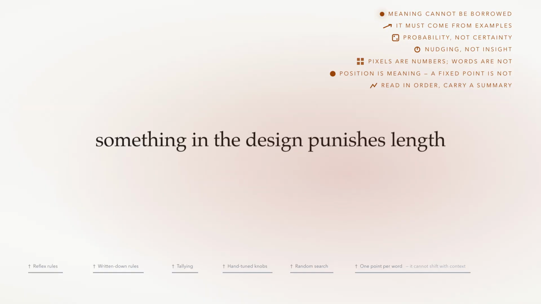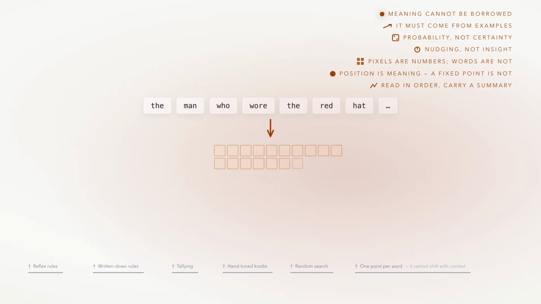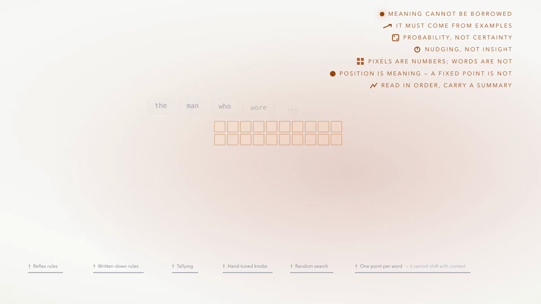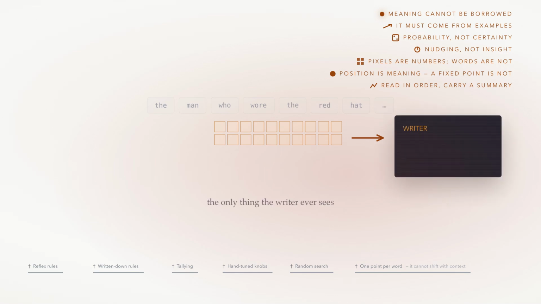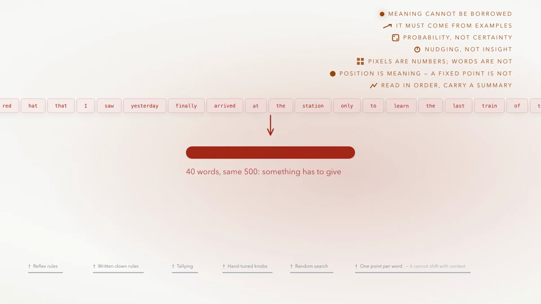Something in the design itself is punishing length. And you can already guess where to look. However long the input, the reader must crush all of it into that one fixed-size summary, say 500 numbers. Because that summary is the only thing the writer ever sees. 10 words into 500 numbers, room to spare. 40 words, every clause, every nuance, into the same 500, something has to give.